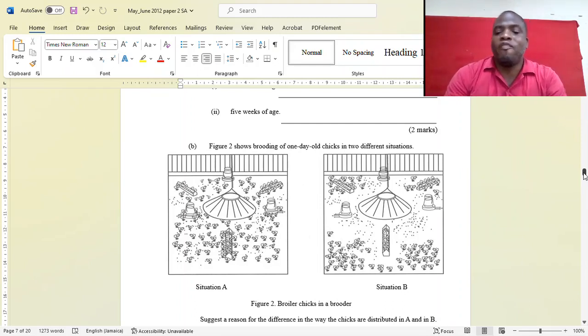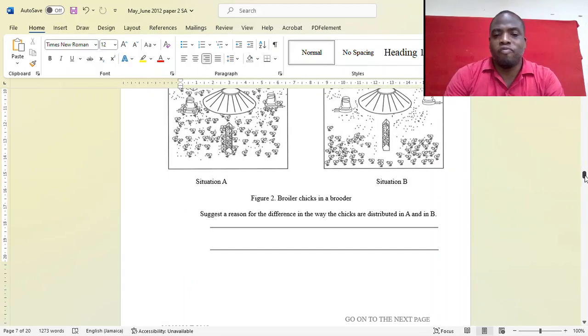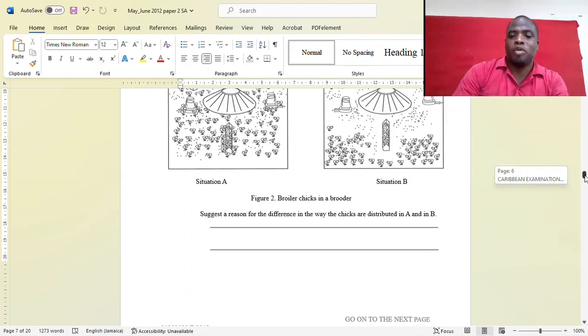So even though the feed is right under the brooder, which is what they need to consume, you recognize that the chickens are not even going there. So they're on the perimeter of the brooder hiding because the temperature is too high. So one of the things as a farmer, you have to be observant. So suggest the reason for the difference in the way the chickens are. It is because of the brooder. The brooder has the correct temperature in A, and the brooder is too hot in situation B.